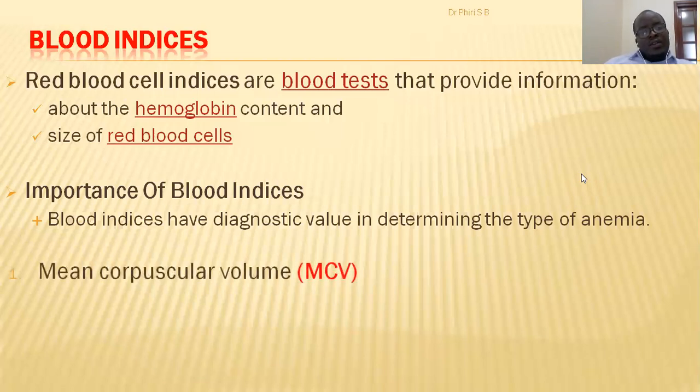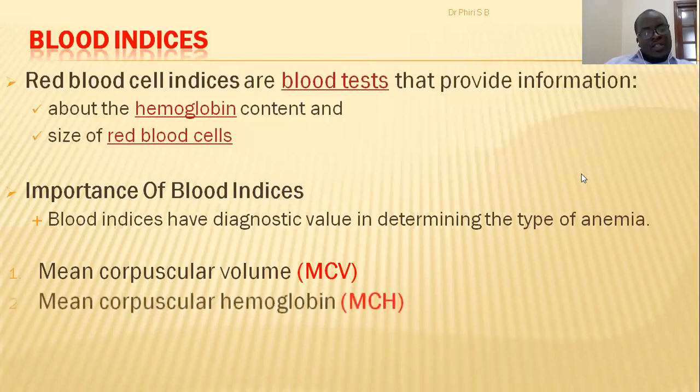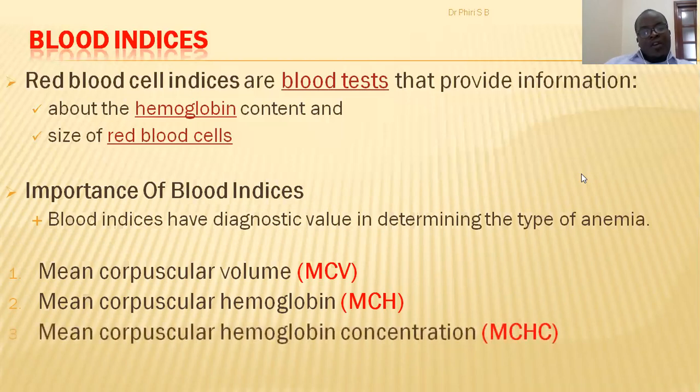There are four blood indices that we are going to discuss. We have mean corpuscular volume, MCV. Then we have mean corpuscular hemoglobin, MCH. Then we have mean corpuscular hemoglobin concentration, MCHC. The last one is the color index. So how can you use these parameters or blood indices for you to come up with a definitive diagnosis of anemia?